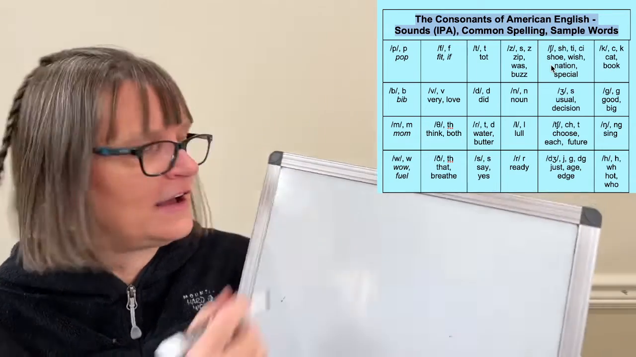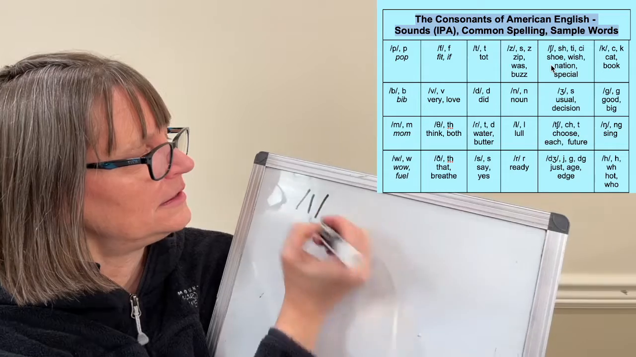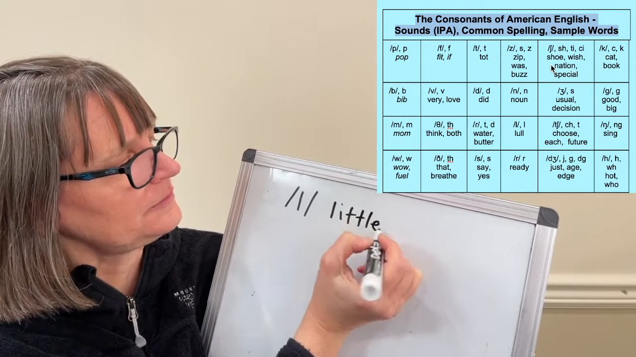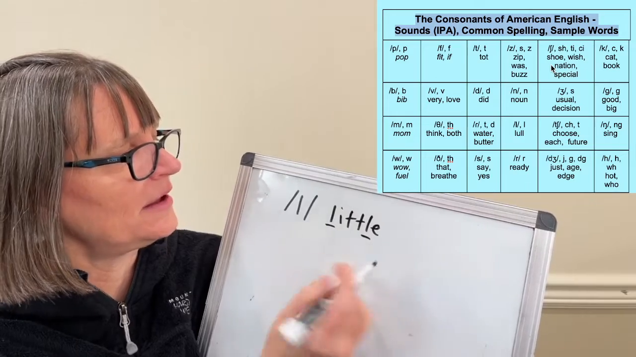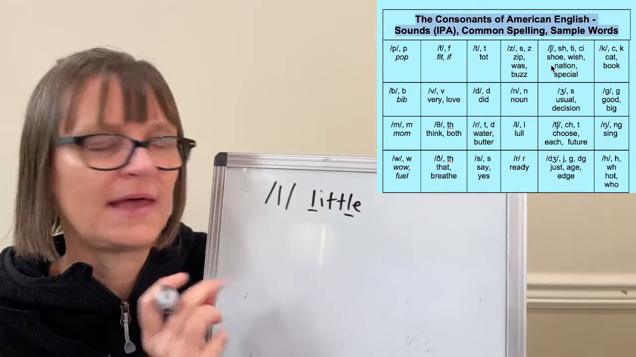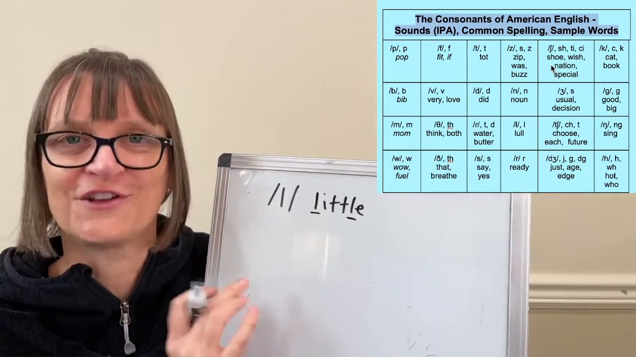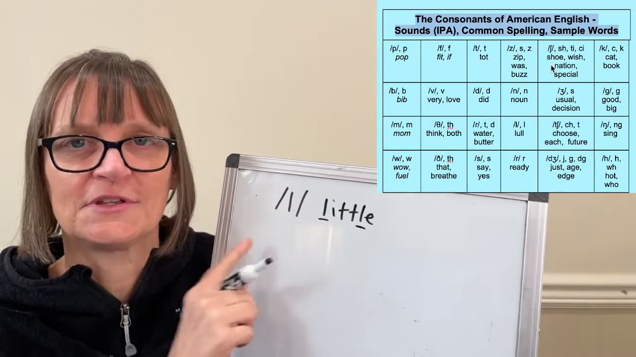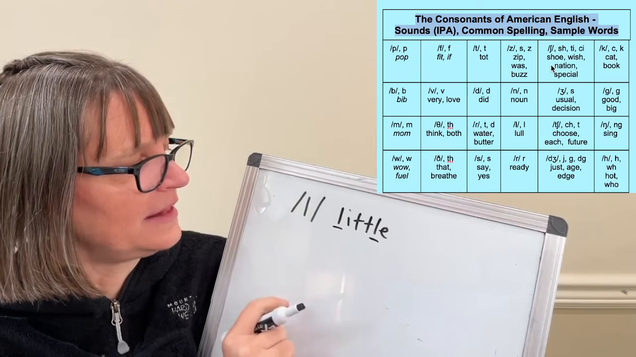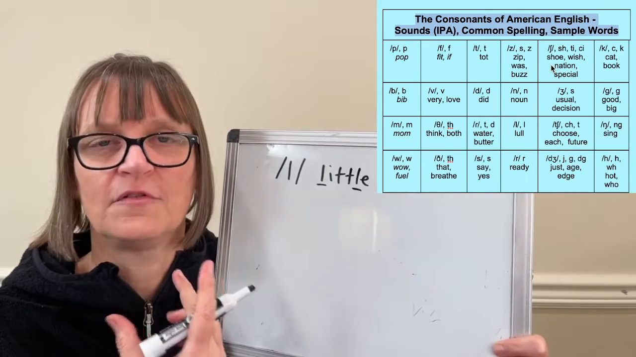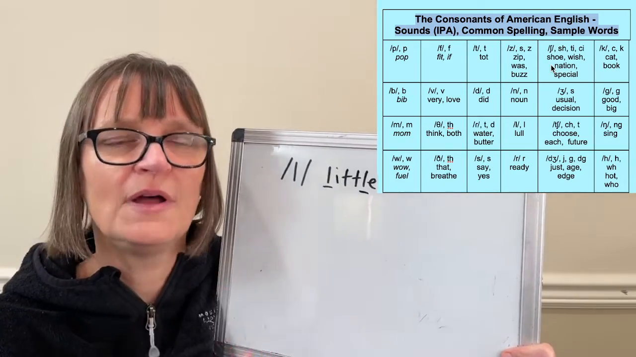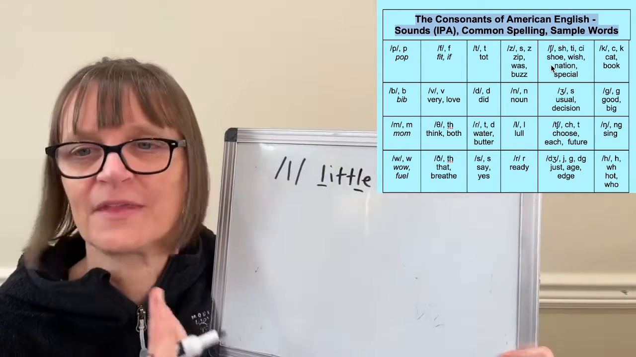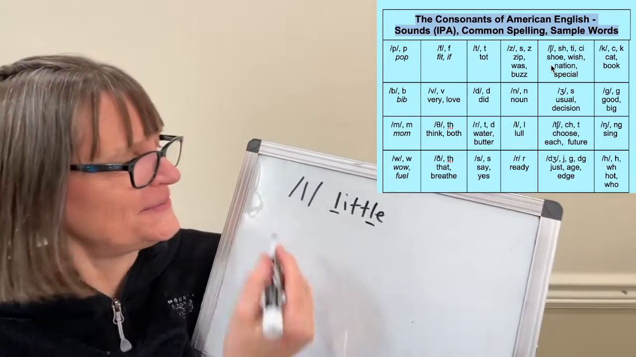Okay, and then we have our ul sound in words like little. I'm not going to get into too much detail about the syllabic L here or the dark or light L. You can check out my videos for that. The symbol you'll see in the dictionary, they're just going to use the L symbol for that sound, even though we do articulate that slightly differently in different places in English. You can watch that in the videos.